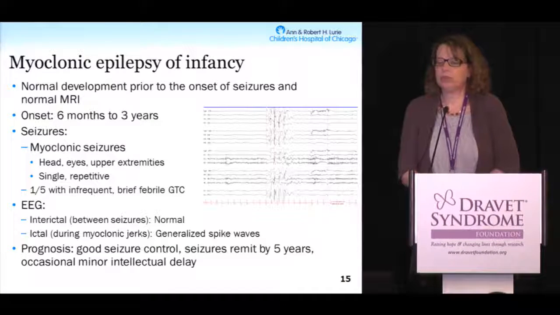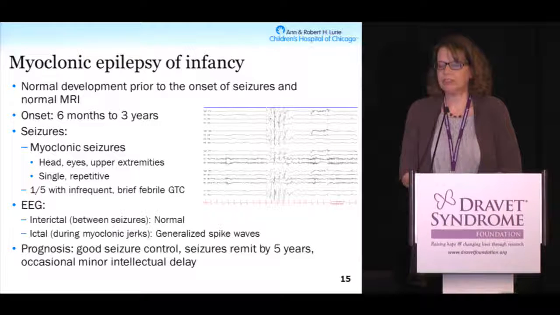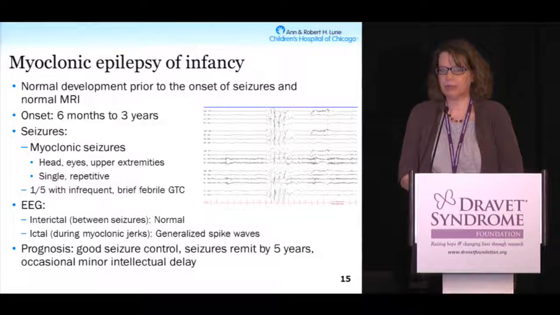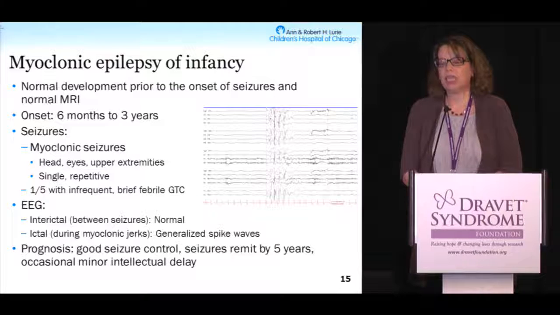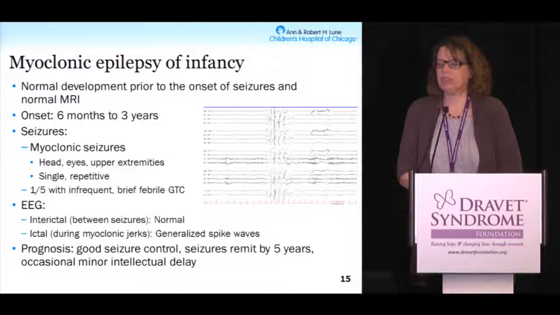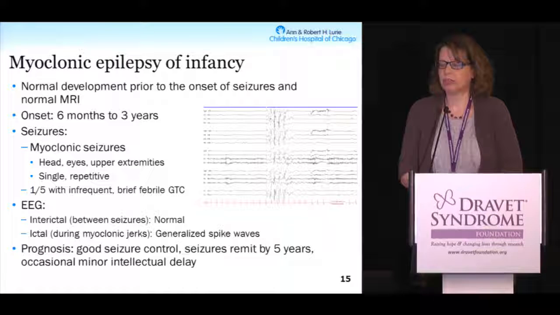Next is a few of the other epilepsy syndromes. The first is myoclonic epilepsy of infancy. This used to be called benign myoclonic epilepsy of infancy, or BMEI, as opposed to the severe myoclonic epilepsy of infancy, or SMEI, which was what we used to call Dravet syndrome. In myoclonic epilepsy of infancy, there's normal development prior to the onset of seizures and a normal MRI scan.